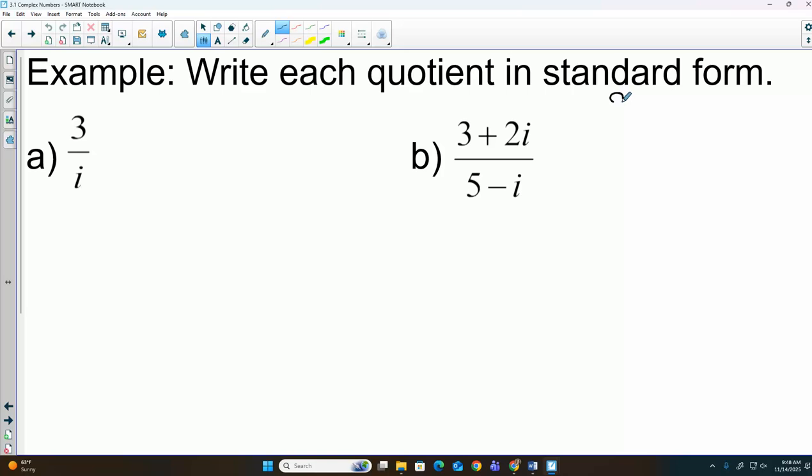Form is our a plus bi. So in that, i can't be on the denominator. To get it off the denominator, it's kind of like when you get a radical off the bottom. If I have like 2 over the square root of 3, we would multiply top and bottom by the square root of 3. So if I have 3 over i, I'm going to take the top and bottom times i. When I do that, the top becomes 3i, the bottom becomes i squared. But what is i squared equal to? So 3i divided by negative 1 is negative 3i.